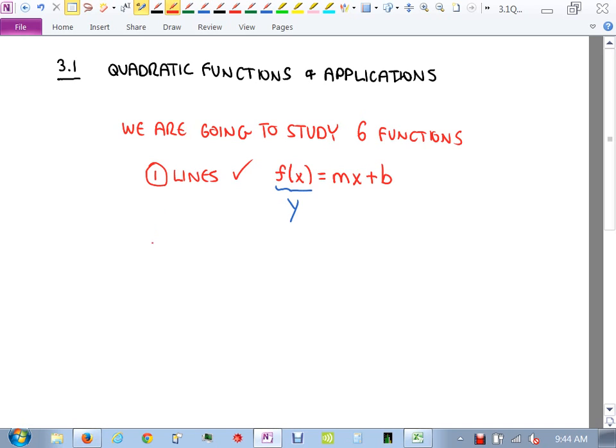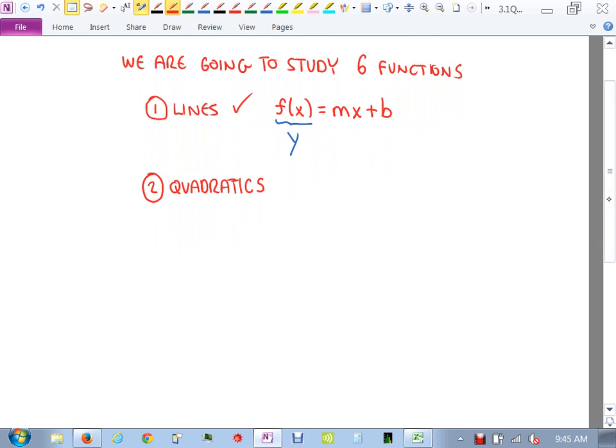The next thing we're going to do are quadratics. I'm just going to put quadratics. That's what we'll start today. And there's going to be a whole set of steps on how you draw a quadratic function. And that will be, like I said, somewhat of a review. Then we get into the new stuff.